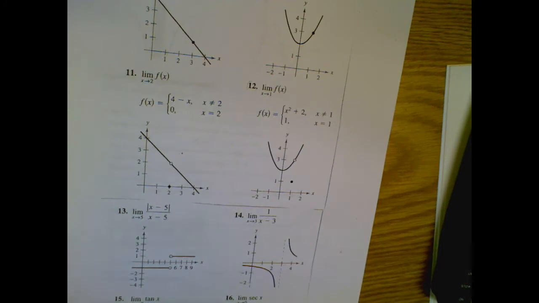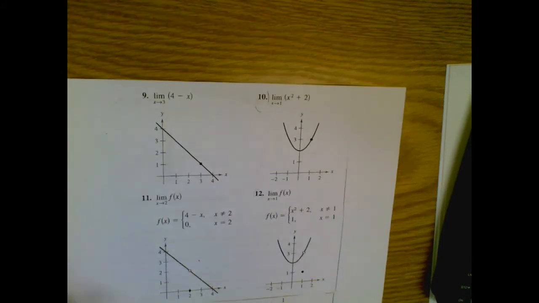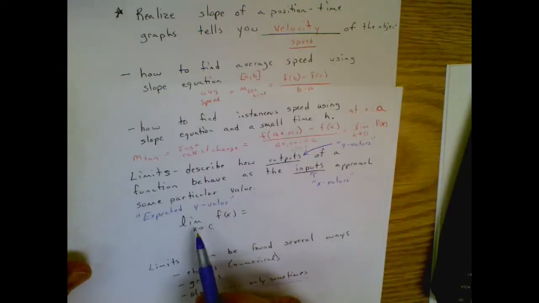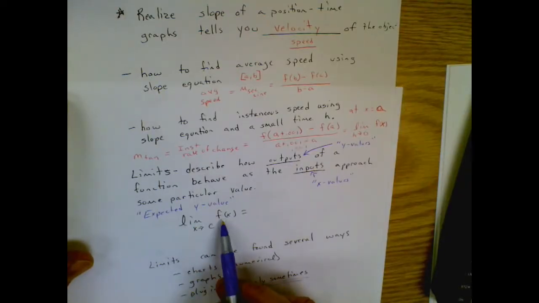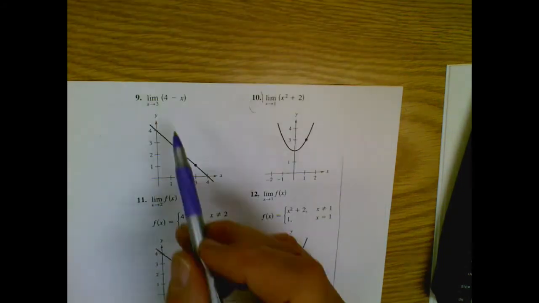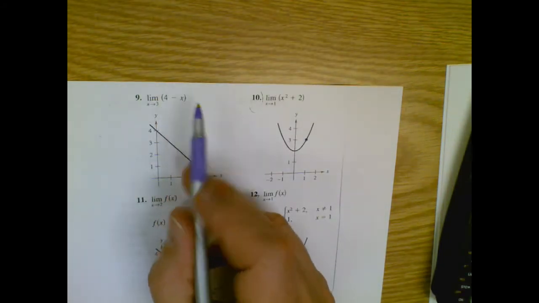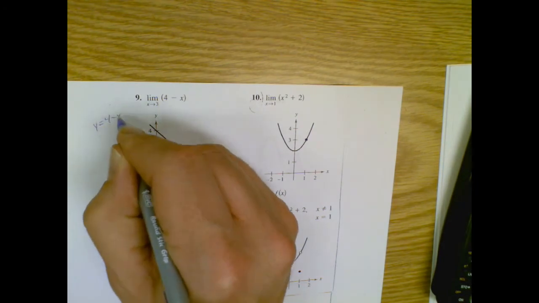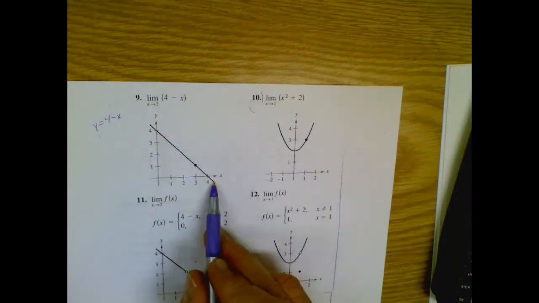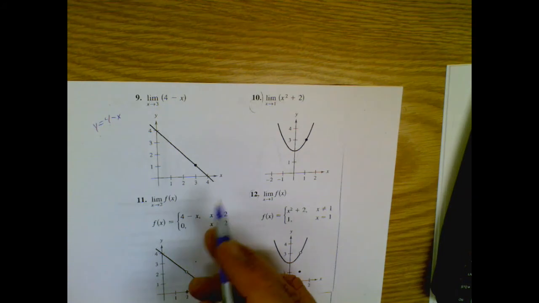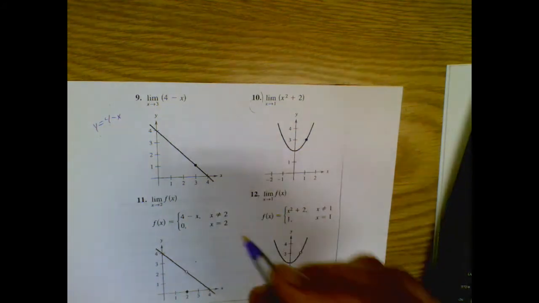Well, by the way, I'm just pointing out, when you looked at page 1, you remember the basic limit is written as the limit of a function as x approaches a number c. Well, here's my function. Notice that's the line y equals 4 minus x. It crossed at 4, had a slope of negative 1.